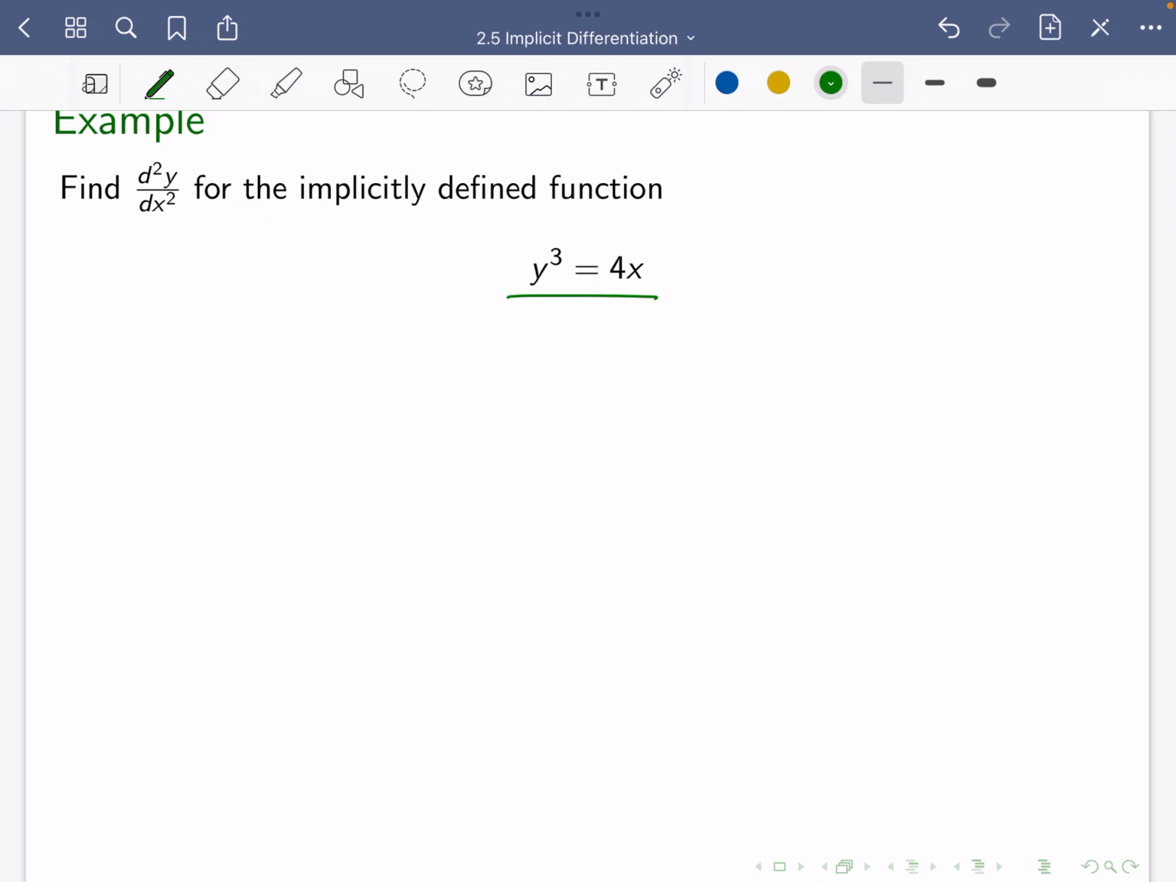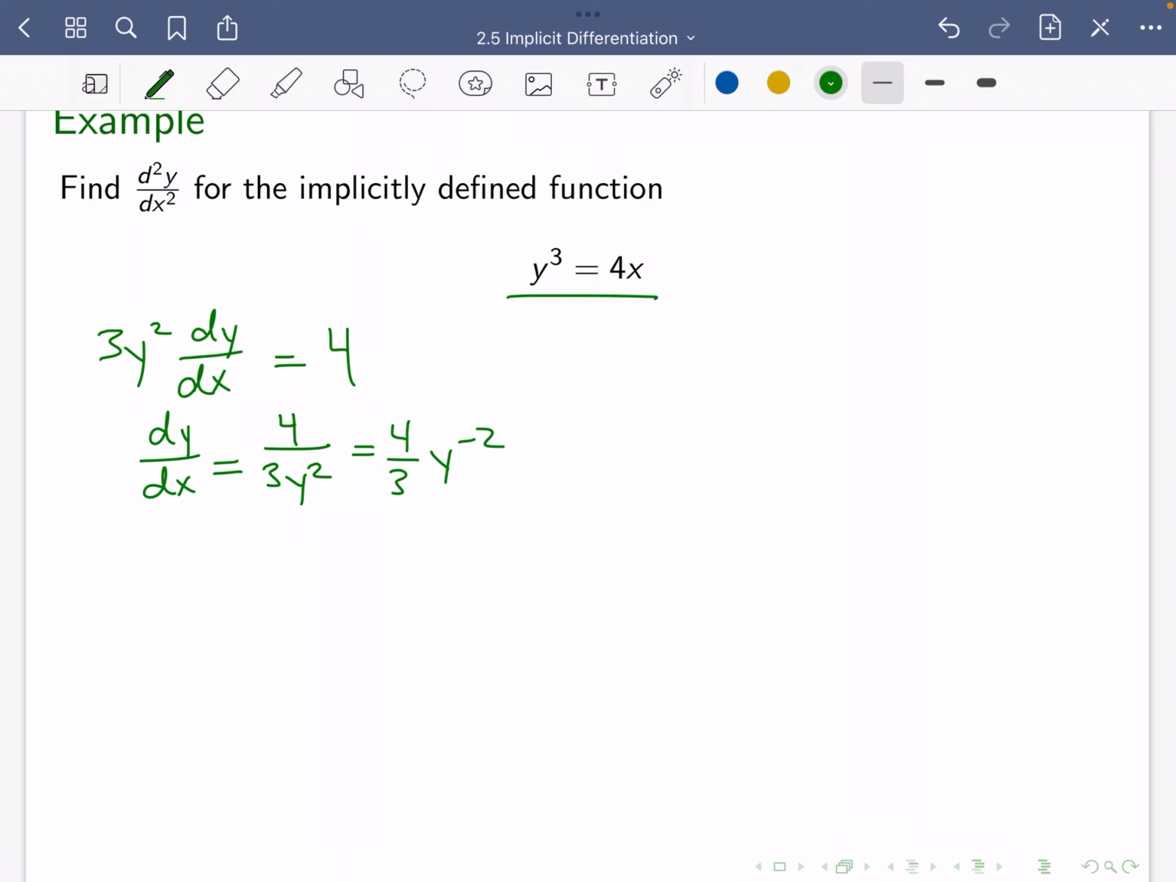Our function is y cubed equals 4x. So we're going to find the first derivative. Let's take the derivative of the left-hand side. Derivative there, we will have 3y squared dy/dx. And on the right-hand side, our derivative is just 4. So dy/dx is 4 over 3y squared. Or you might think of this as 4/3 y to the negative 2.